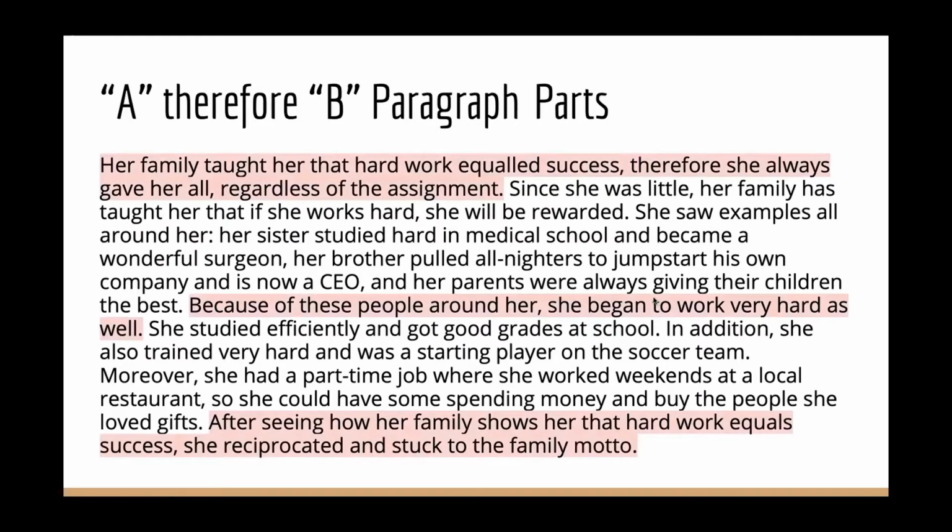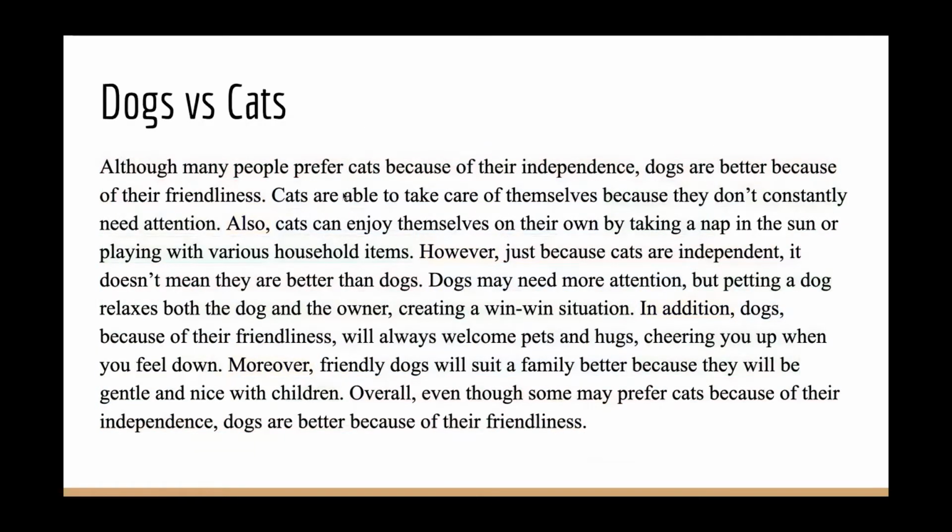And this highlights the topic sentence, the transition sentence, and the concluding sentence. So I'm just going to read this out loud first. Her family taught her that hard work equaled success. Therefore, she always gave her all, regardless of the assignment. So for this topic sentence, it's very clear that it's an A therefore B, because I actually use the word therefore. So that's how you know it's different from this A but B part. This A but B started with an although, and then you have dogs are better. It could also have said many people prefer cats, but dogs are better.